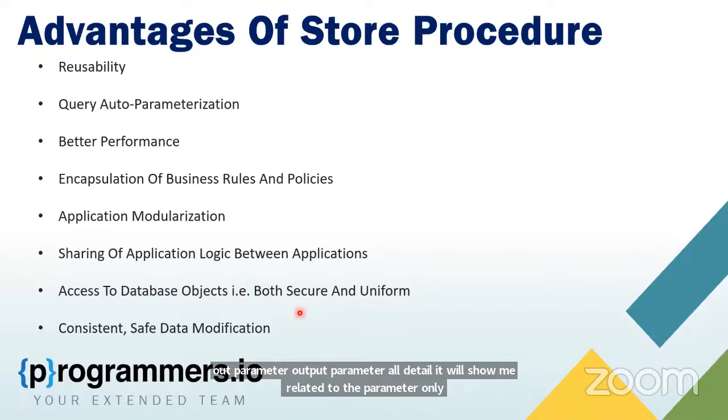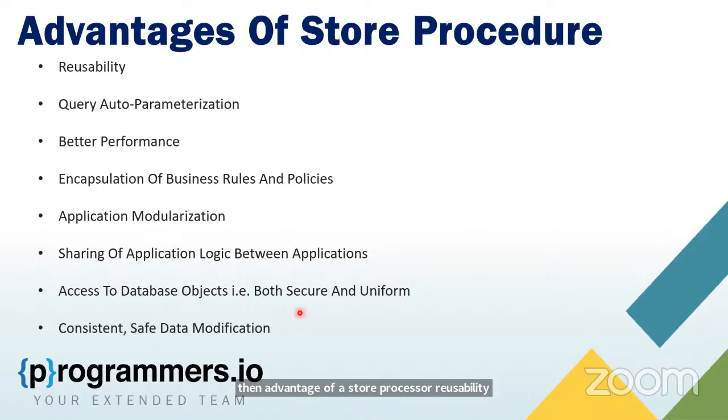Then the advantages of a stored procedure. Reusability, of course. As I have explained, if you are writing a SQL query in 50 places, like a function, just define it once and use it multiple times. Query parameterization means that in the SQL query, in the business logic, you can receive some parameter, and by that parameter you can get some data from a stored procedure. Like we are receiving an employee ID, and we are sending the record for that employee ID only, not for all. So we are receiving one parameter.